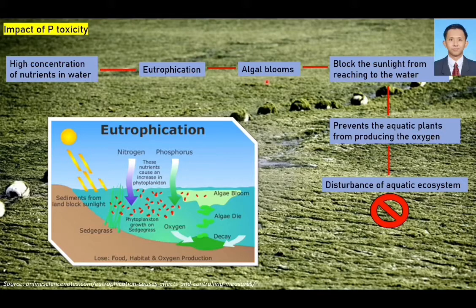Algae bloom is very harmful to aquatic life because it can cover the water surface and block the sunlight from reaching the water. This will prevent the aquatic plants from producing oxygen via photosynthesis. As a result, the release of oxygen in the water will be reduced, thus causing living organisms in the aquatic ecosystem to die or decay. Consequently, the aquatic ecosystem is disturbed, and the services we get from nature will not be the same.